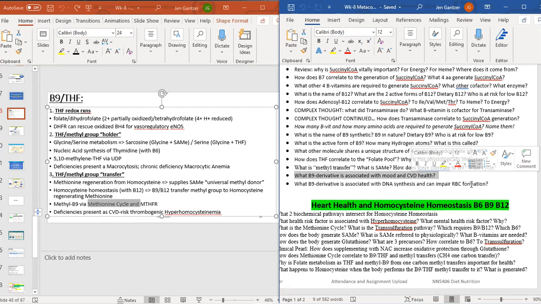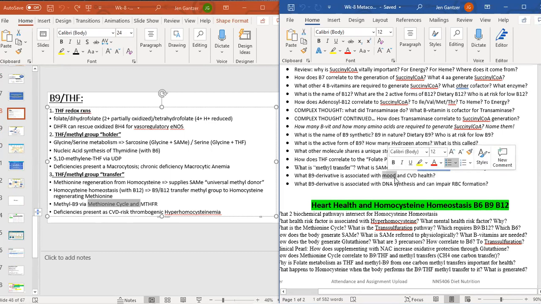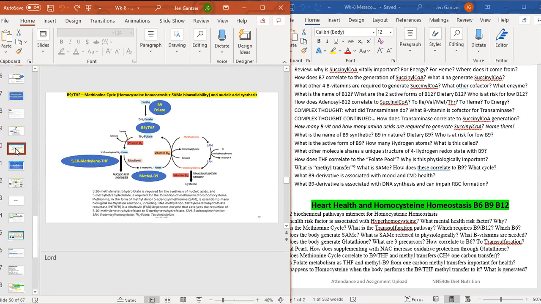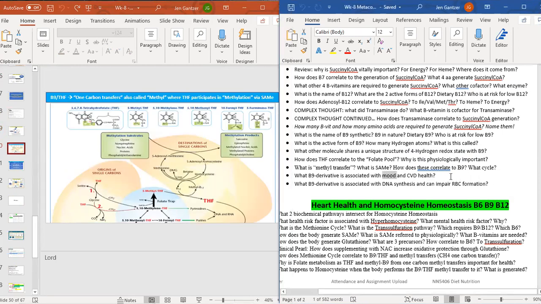B9 derivative is directly correlated with cardiovascular health, CVD, cardiovascular disease, because of the B9 dependent generation of homocysteine. So we're going to learn that the methionine cycle is going to support heart health because of homocysteine, and it's going to support mood and anxiety, depression, because the same pathway also generates that SAMe, S-adenosylmethionine. So be sure to refer back. Here's what we're going to learn in the next segment, so you can refer back to the picture. Here's another picture just showing it in a different way.